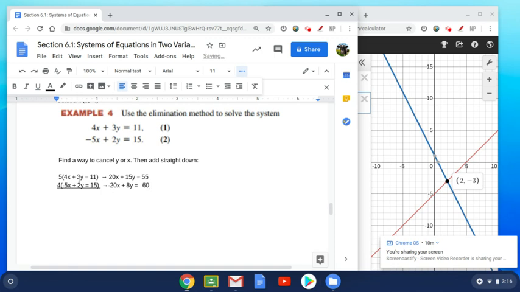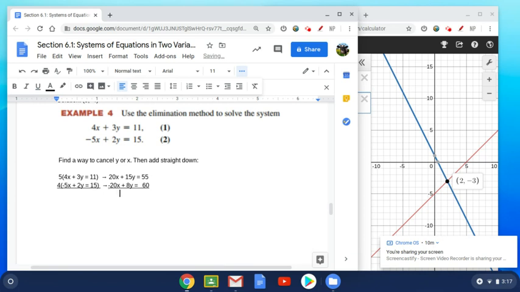So here's the thing. What I did here was I said, okay, how could I make the x's cancel out? And I said, okay, well, 4 and 5 right here both go into 20. So how could I make both of these equations have a 20x? Well, if I multiply the top one by 5, it gets a 20x. If I multiply the bottom one by 4, it gets a negative 20x. Well, now I can add straight down, and my x's will cancel.